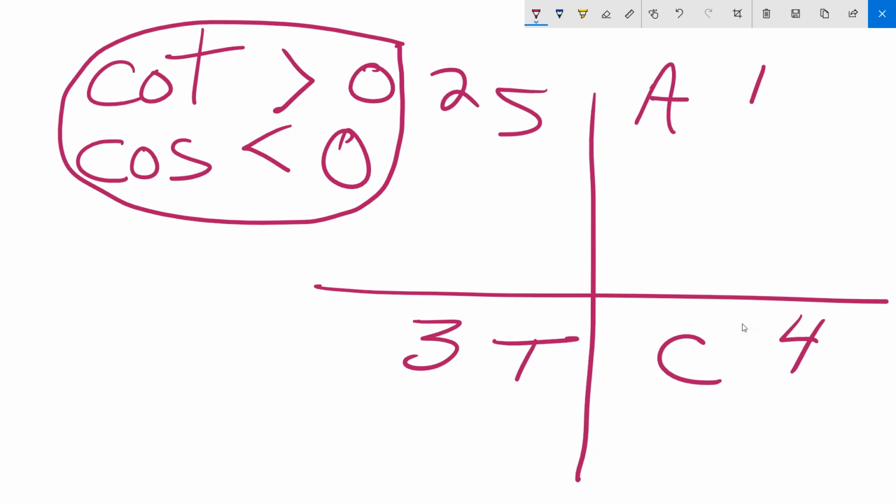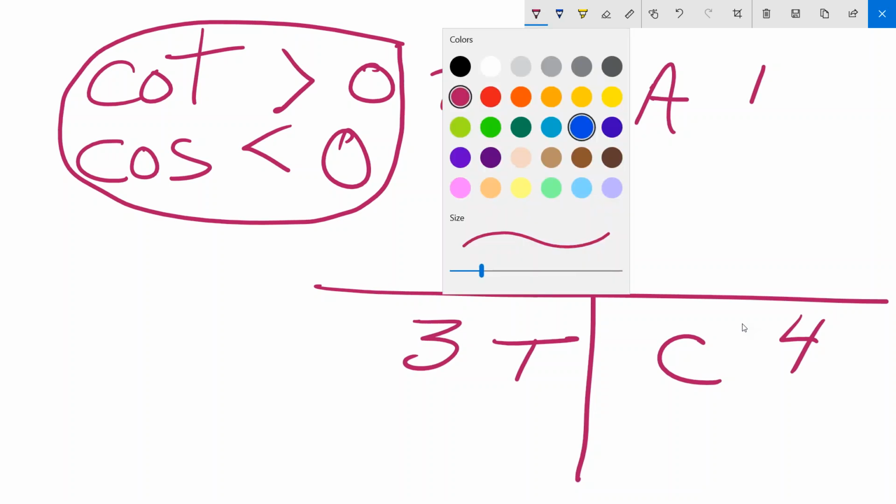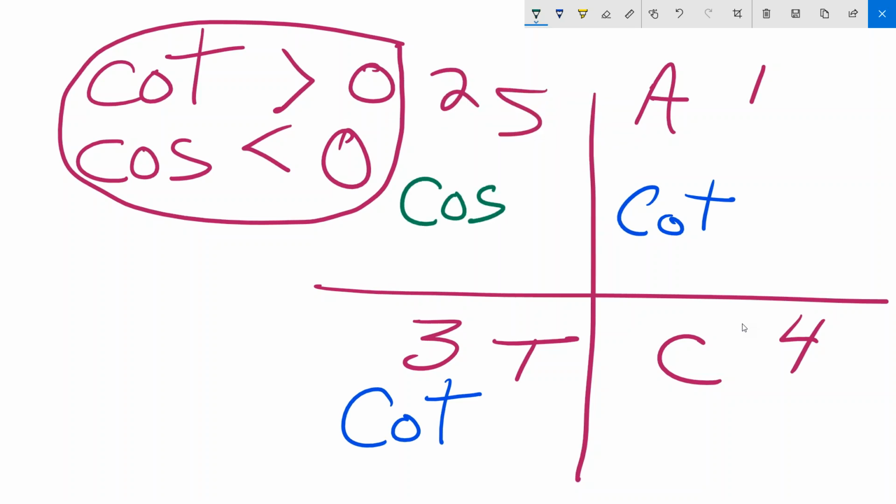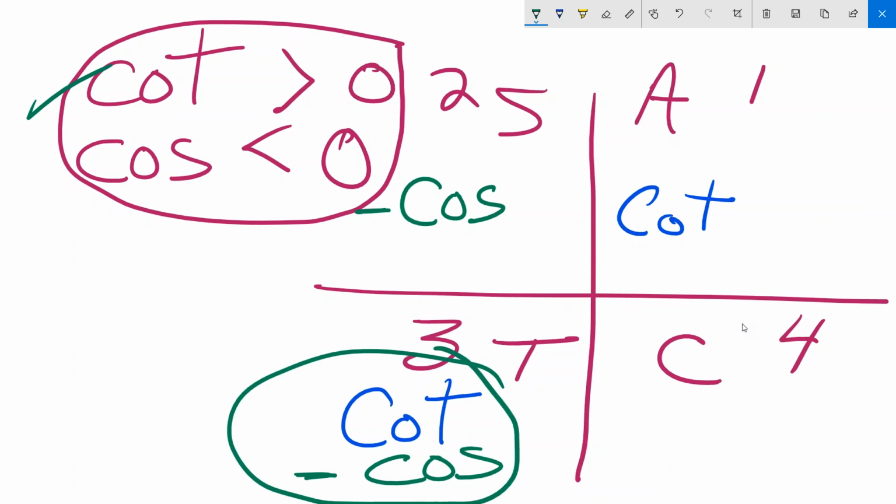Here's one way I might write that. So cotangent is positive there and there, and cosine is negative here and here. And they're telling you, where do both of those occur? Well, there's only one that has the green and the blue. It's quadrant 3. Okay. What else?